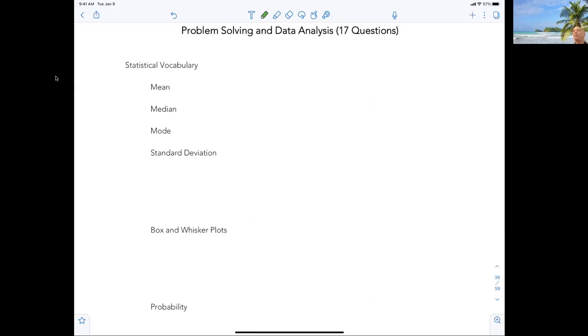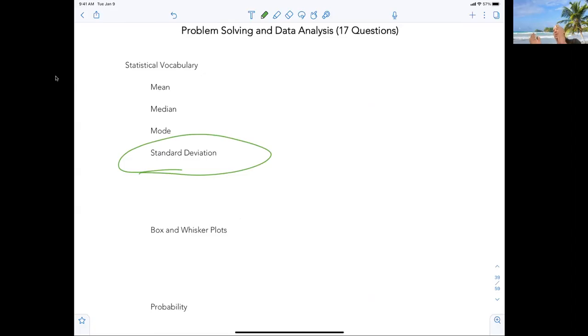All right, here we go. Problem solving and data analysis. I feel like it's kind of a weakness, but I feel like mean, median, mode, range, standard deviation. If you haven't had statistics, you don't know much about standard deviation. So let me just say this real quick.